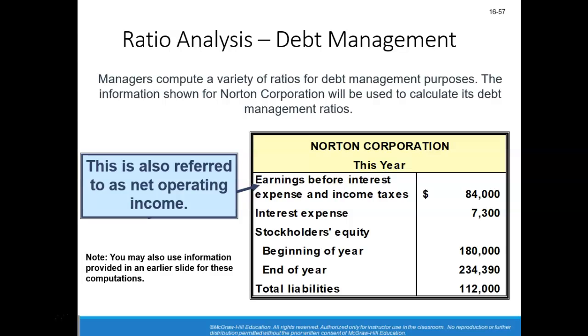So with debt management, we're going to look at what we call our earnings before interest expense and income taxes. Sometimes it's also called net operating income. This shows our profit before subtracting out any interest expense we have to pay and any income taxes we have to pay on our actual profit amount. So we look at the interest expense, our stockholders' equity section, beginning balance, end balance, and our total liabilities. So we're now focused on debt management.